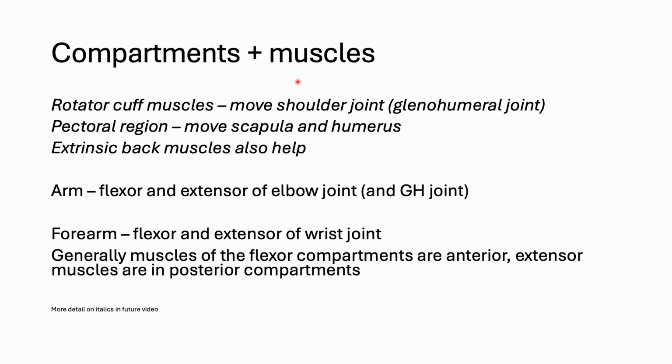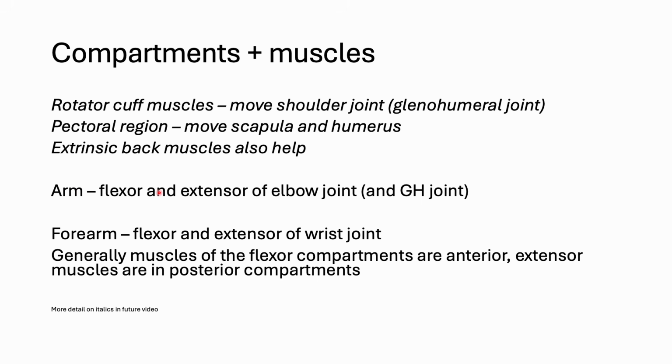Compartments and muscles. In addition to there being muscles within the arm and forearm, we also have some muscles from the rotator cuff which supply stability to the shoulder joint. We also have muscles in the pectoral region and the extrinsic back muscles, all of which help to move the upper limb, but I'll explain these later in another video.